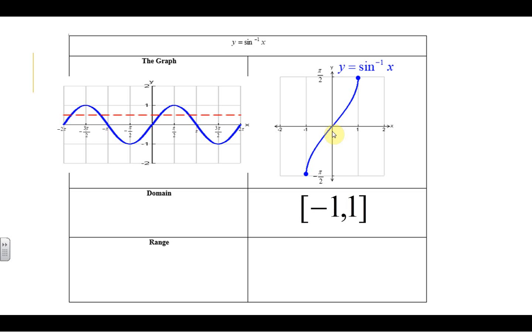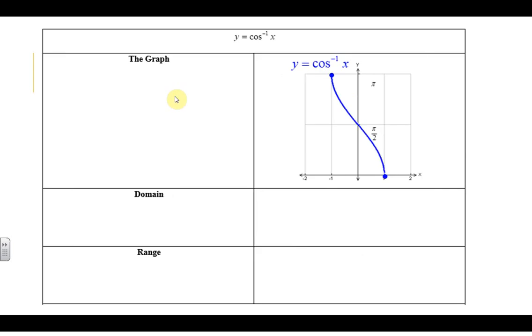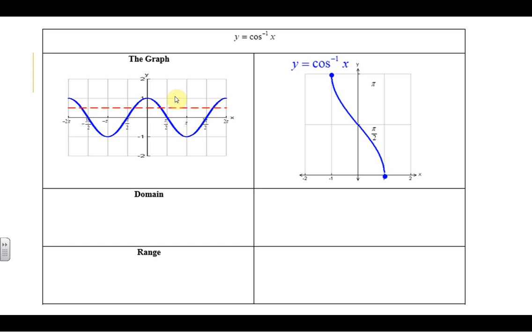And our range is negative pi over 2 to pi over 2. Again, we're just switching the x and y values for that sine curve, and we're basically choosing this box, because this box passes the horizontal line test. Cosine, again, we have to restrict. For this one, we restrict it over the values of 0 to pi. From 0 to pi, that swoop down passes the horizontal line test.